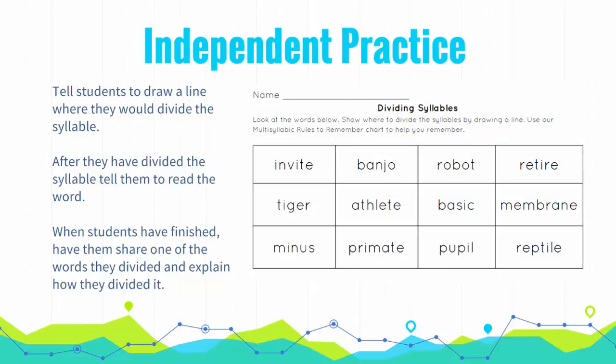Give students the Dividing Syllables independent practice page. Students will draw a line to divide the syllables and will practice reading the multisyllabic words. After students have finished, have them take turns explaining how they divided one of the words.